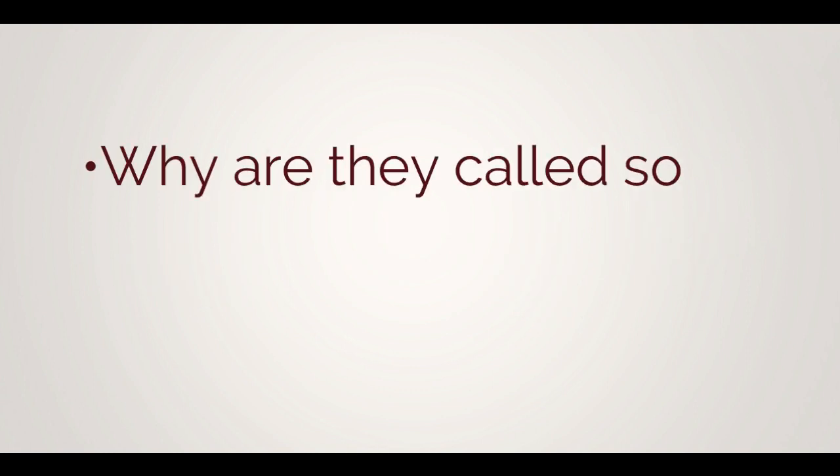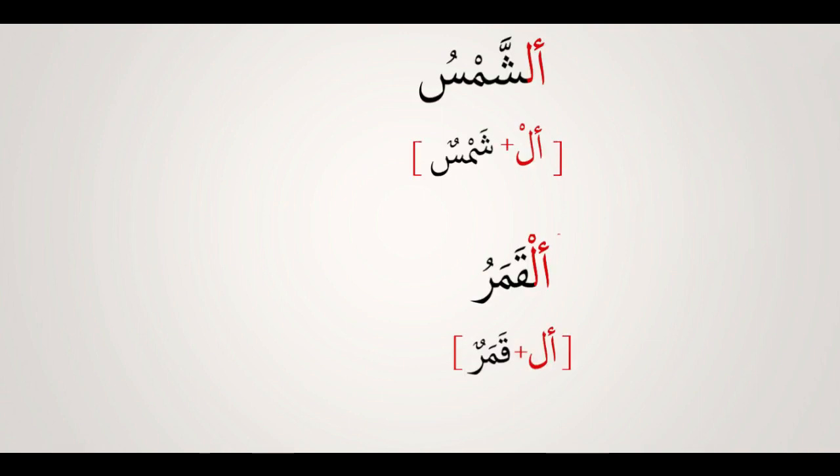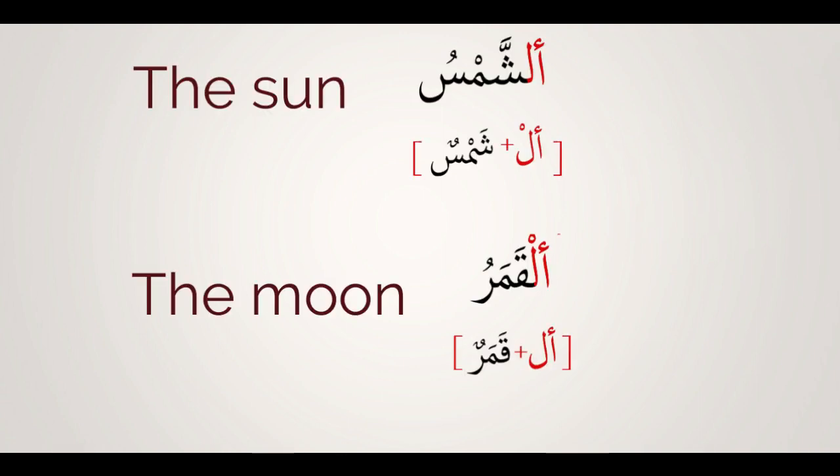Now, why do we call them sun letters and moon letters? Remember, we studied about ash-shamsu and al-qamaru, and I told you that ash-shamsu means the sun and al-qamaru means the moon. In ash-shamsu, we do not pronounce the lam, and in al-qamaru, we do pronounce the lam. That is the reason why Arab grammarians have named the other letters after these two words, because they make a good couple. Ash-shamsu and al-qamaru, the sun and the moon, they make a good couple.